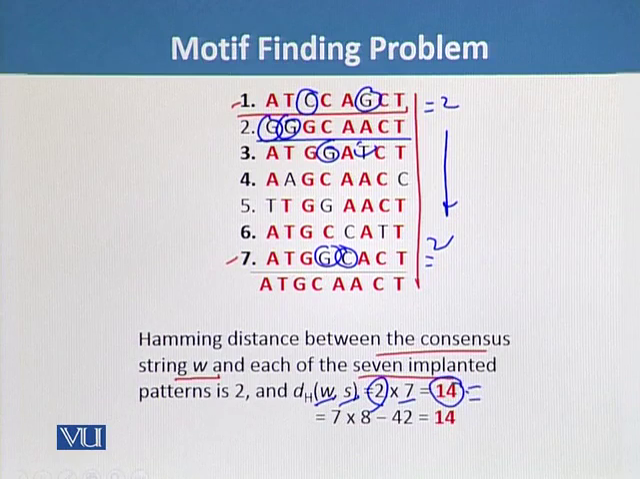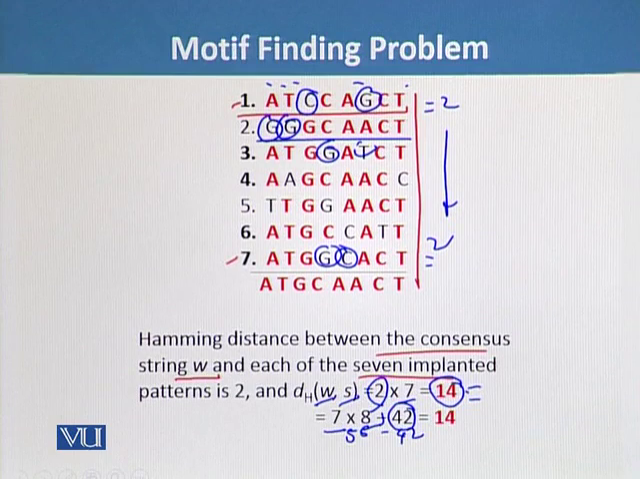So 2 is the W, and S means the number of sequences, they are 7, so it is calculated as 14. In the other way, in the motif finding problem, we can see here 7 is the number of DNA sequences, and 8 is the size of the motif, and we have to multiply them. It comes out to be 56, and we have to subtract all these red ones. These red are 42 in number, and if we subtract 42 from 56, again the answer will be 14. So we have proved that the median string problem and the motif finding problem, although very different in nature, are computationally equal.